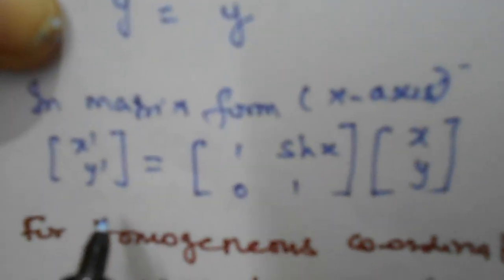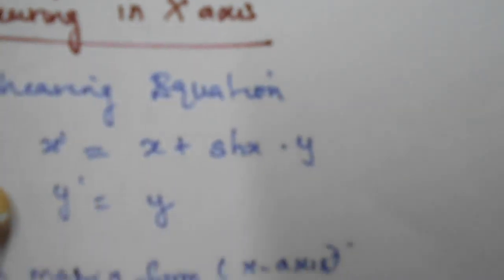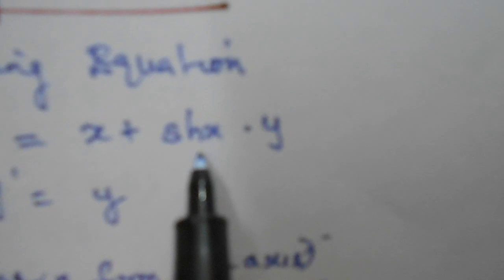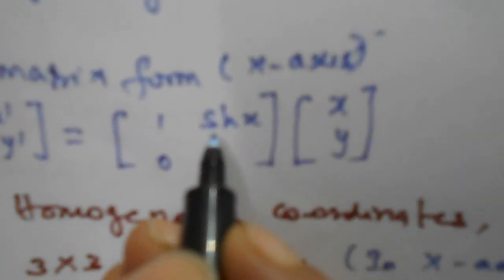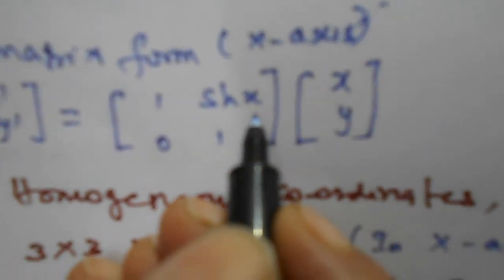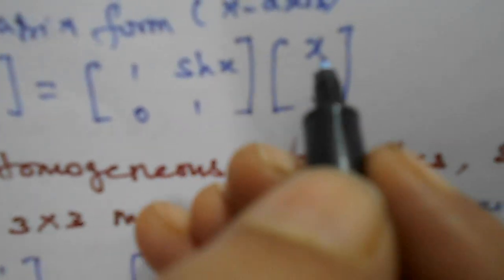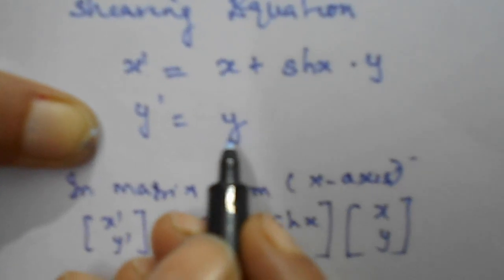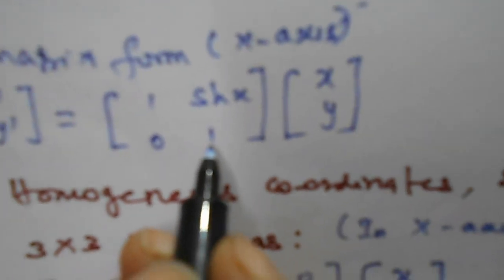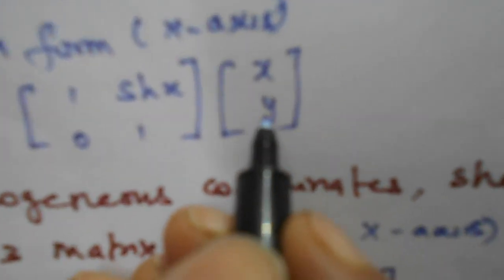Now from this formula we derive the matrix. See here, for x we are writing 1. Here for shx times y, we are writing shx alone. Then x we have written here. Then y' is equal to y, so here we have written 0, in the y place 1, then y we have written.